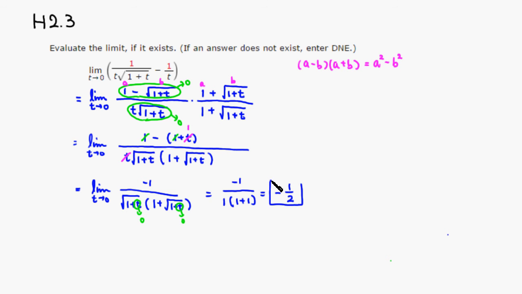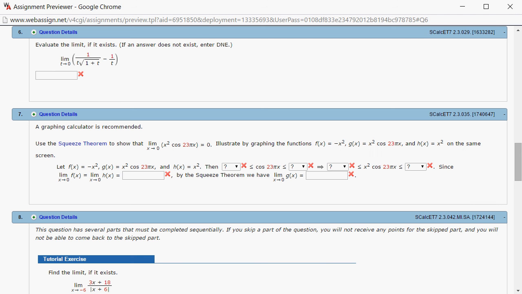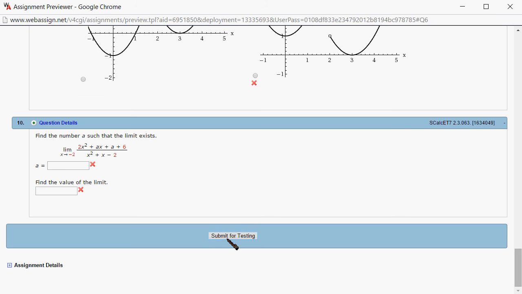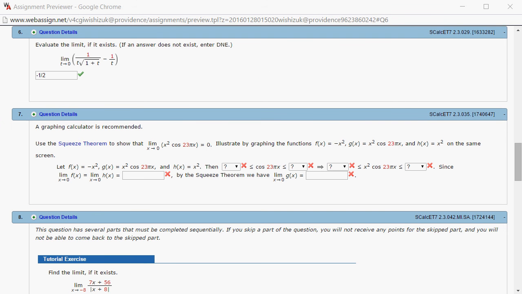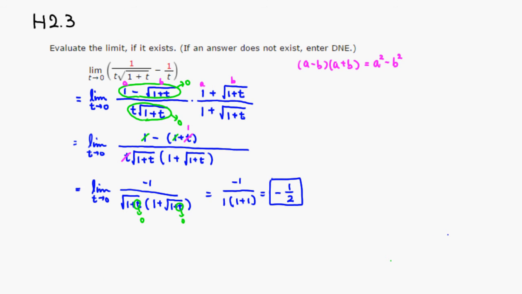So let's type this guy in. We got negative 1/2. Let's check submit for testing. It came back and looks like we got this one correctly. That's it. I hope that this was clear.